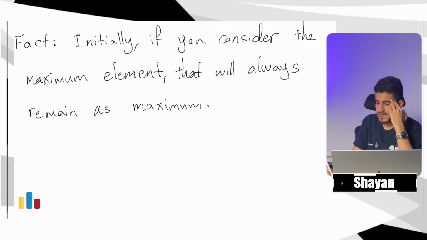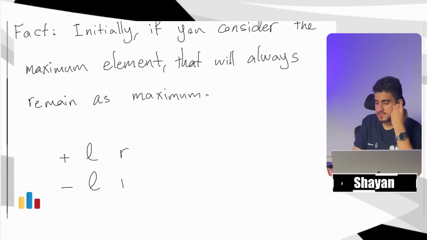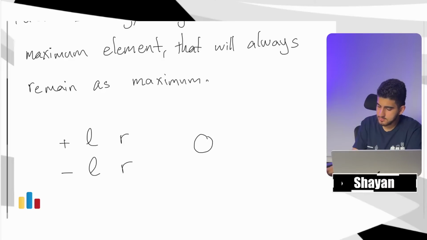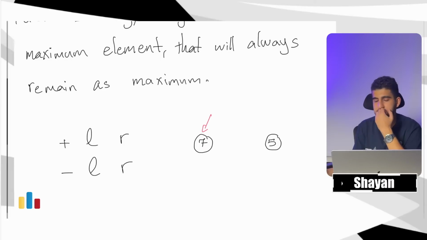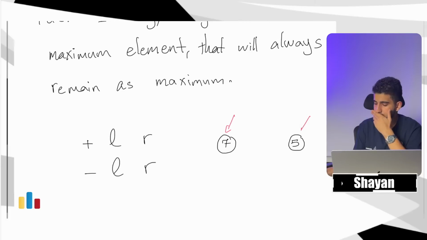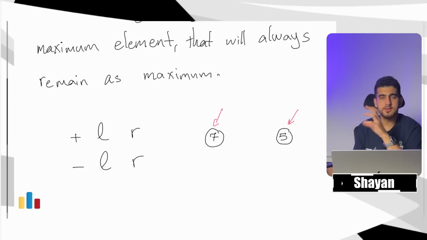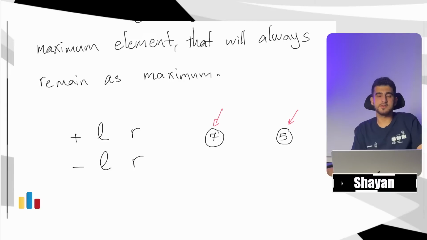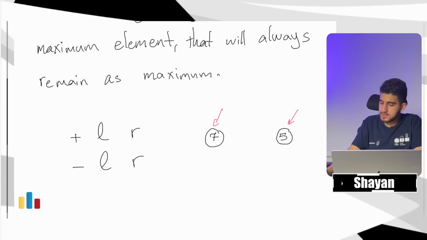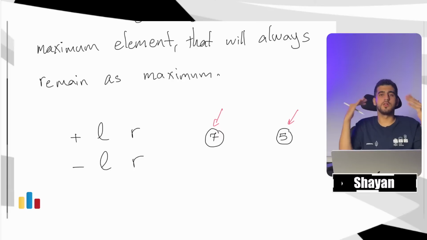Each time you can choose an L and R and increase them by 1, or choose an L and R and decrease them by 1. So assume that this is your max value. For example, this is 7, and this is another value like 5. Assume that right now this is maximum. Assume that at some place this value that is currently 5 becomes greater than that 7. But because we cannot jump, if this one is going to be greater than this one at some place, before that they must become equal.